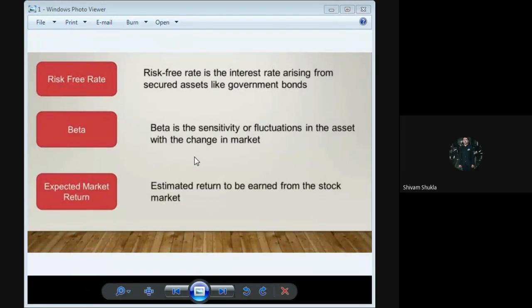So market fluctuation. Shivam, whatever your question is, please write it down in the message box. Okay, Shivam?